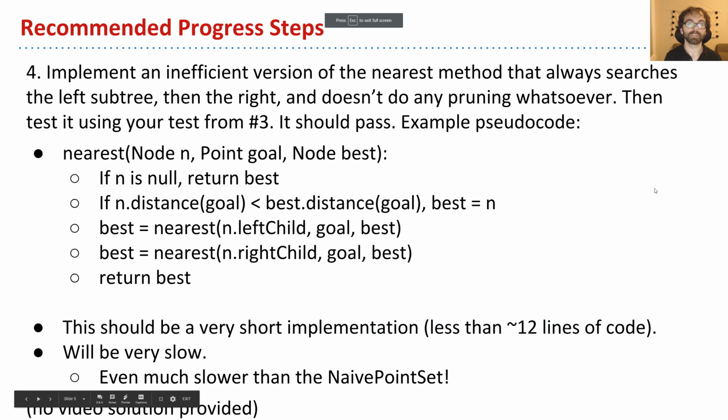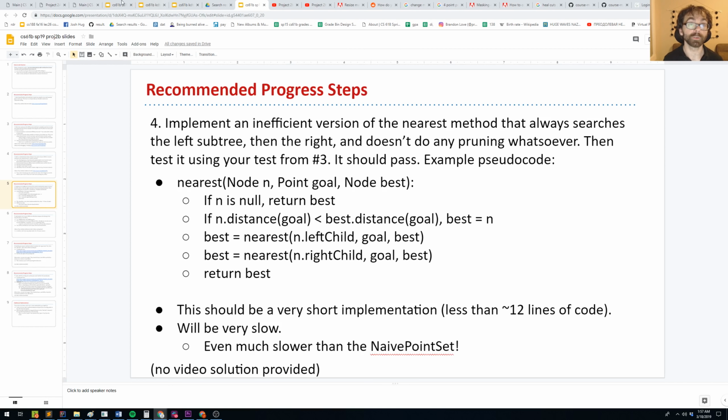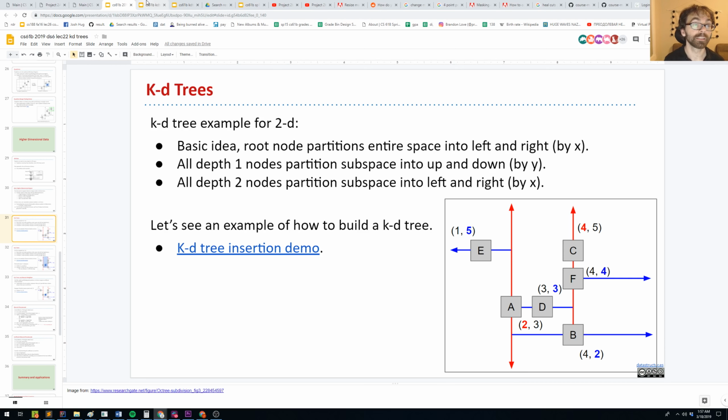All right, fourth. So next up, you need to actually implement nearest. Rather than try and go straight to the fast version, you should write an inefficient version first. This version should always search the left subtree, then the right, and should not do any pruning at all. Then you should test it using your test from number 3, and it should pass. And here is some example pseudocode, which is also given in the lecture slides.